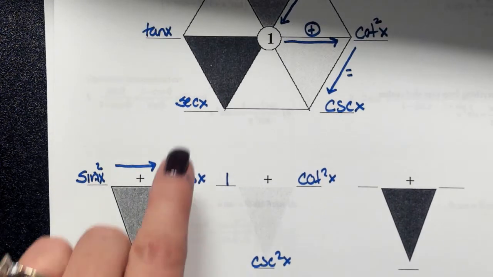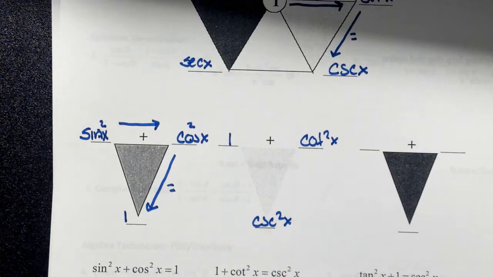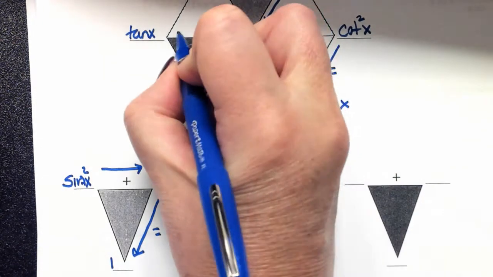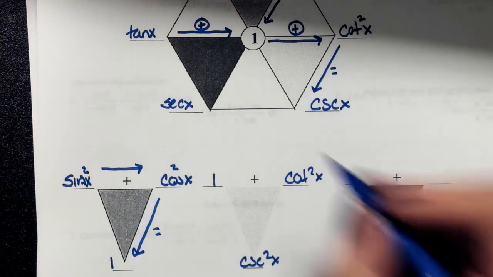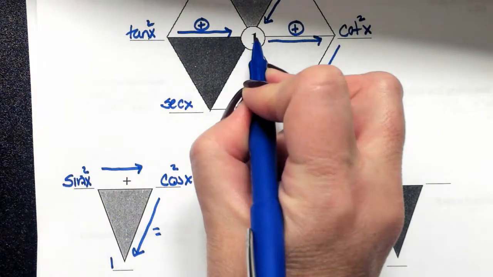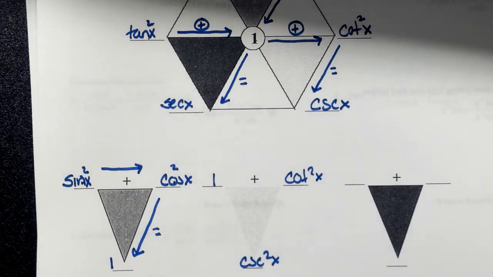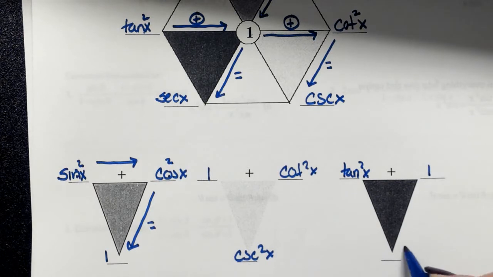So now looking at the darker shaded triangle. So looking at your third one. When you go across the triangles, you add. So tangent squared plus 1 equals that third vertice of secant. So then tangent squared plus 1 equals secant squared.